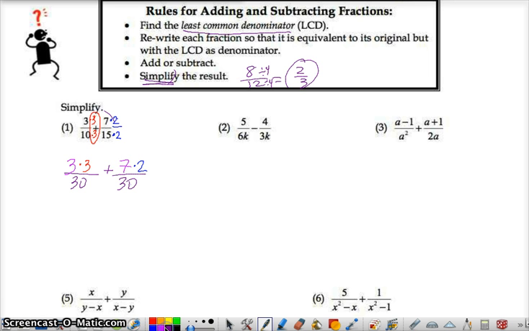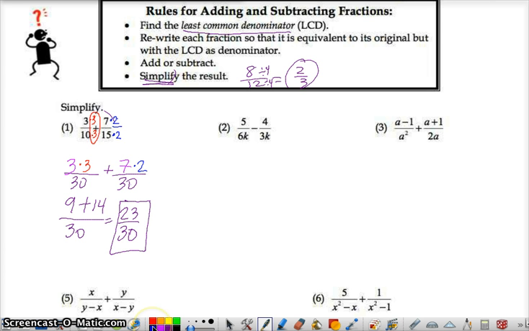So now we can see we're going to have 9 plus 14 over 30. That's 23 over 30. We just keep the same denominator, 30, and we add the numerators. 9 plus 14, that's 23. The last thing you do is look and see if you can reduce it. Can you simplify 23 over 30? No, you can't, so you're done.